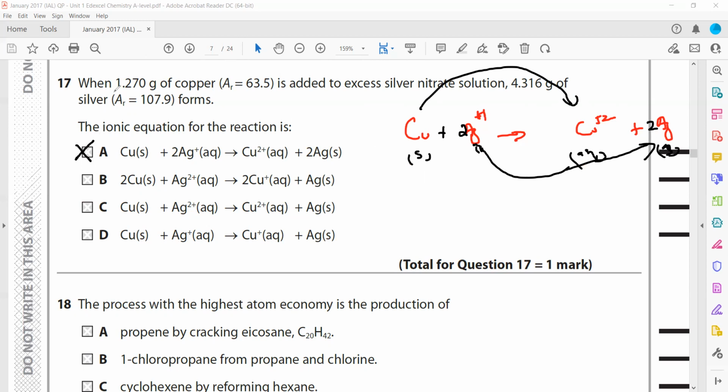Or the second way: you have the mass of copper, you have the relative atomic mass, you divide them, you'll get the moles. Same thing, you have the mass of silver and you divide by relative atomic mass, you'll get the moles of silver, and take the mole ratio between them, so you will get the ratio of the moles as 1:2.